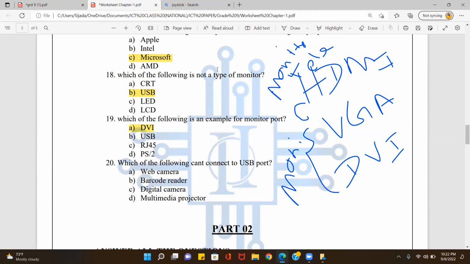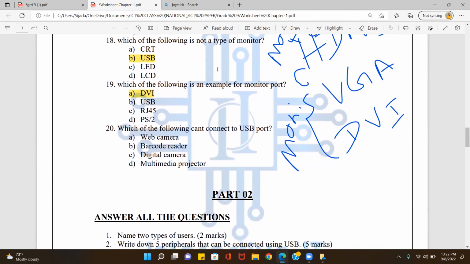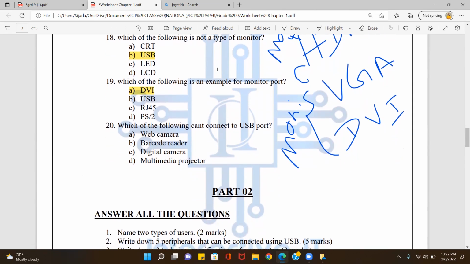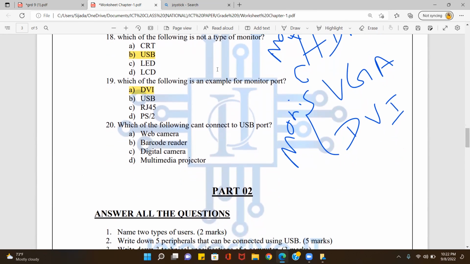Sometimes in your paper, they might ask in which port you can connect a television. Then you have to know it's the HDMI port. Which of the following can't connect to a USB port? If you see, they are asking which of them you can't connect.